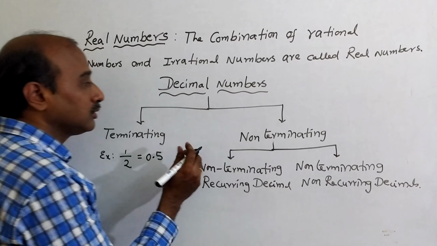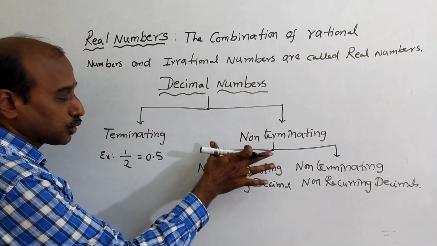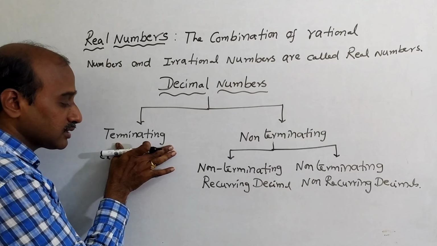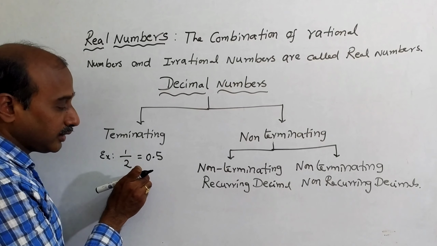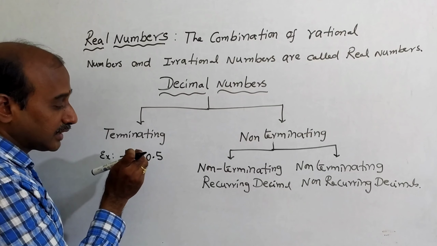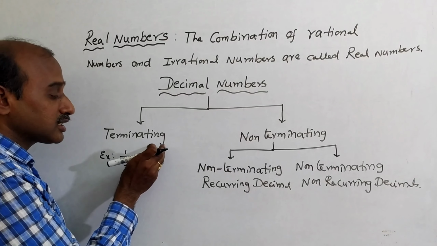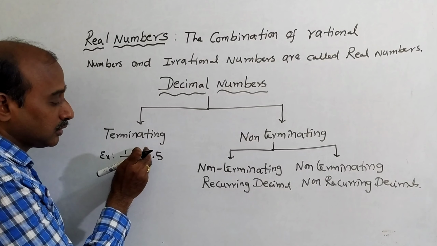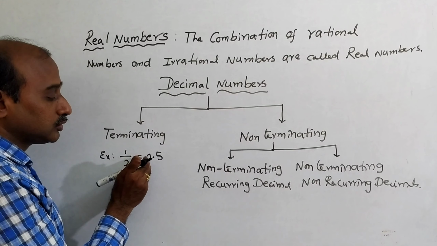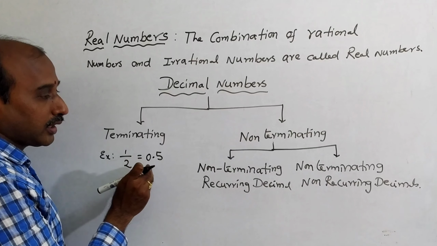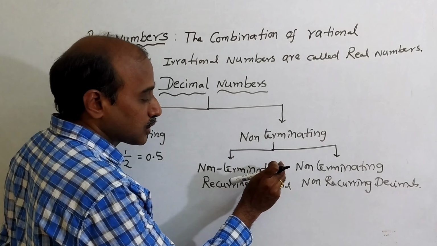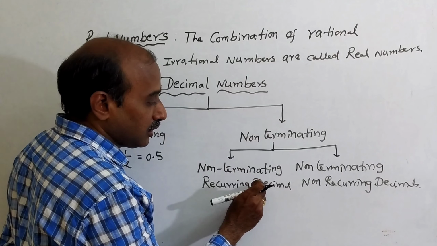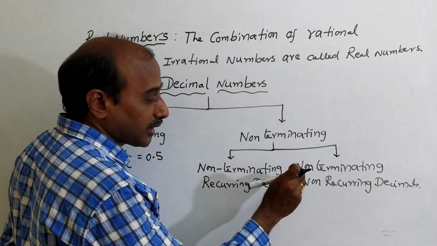Here you can observe the decimal numbers are divided into two parts. One is the terminating decimals. In the terminating decimals, after the decimal point there are a finite number of digits. So it ends by some number. It is countable, which is called a terminating decimal. You can take the example 1 by 4, 0.25. Okay. The non-terminating decimals are again divided into two parts. One is the non-terminating recurring decimal, another one is the non-terminating non-recurring decimal.